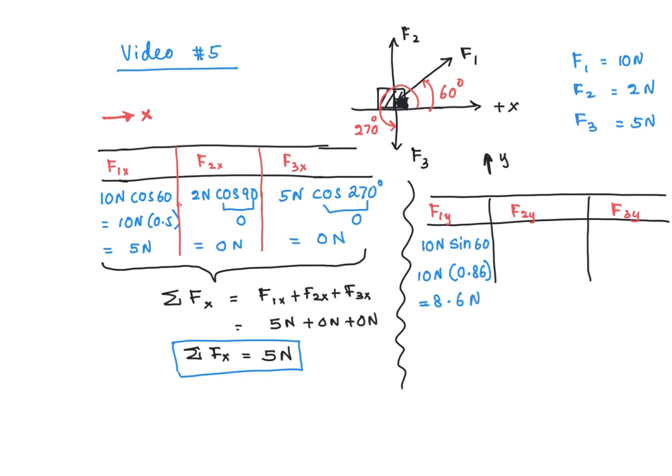Then 10 newtons, and sine 60 is roughly 0.86, and there you will have 8.6 newtons as the y component of the F1 force. And then F2y, you will see that the magnitude is 2 and sine 90.